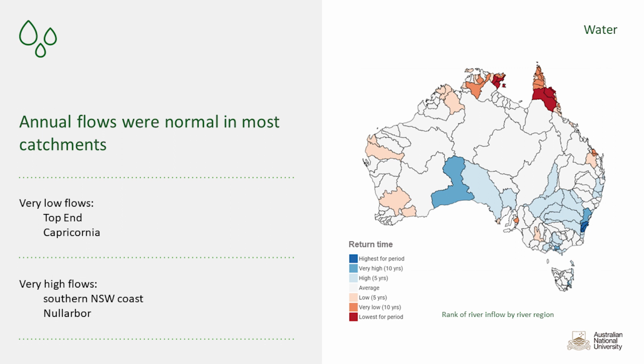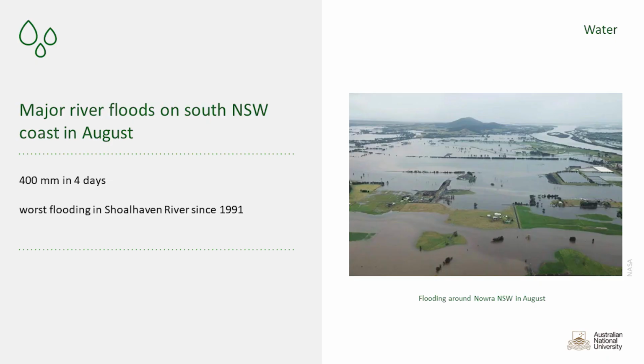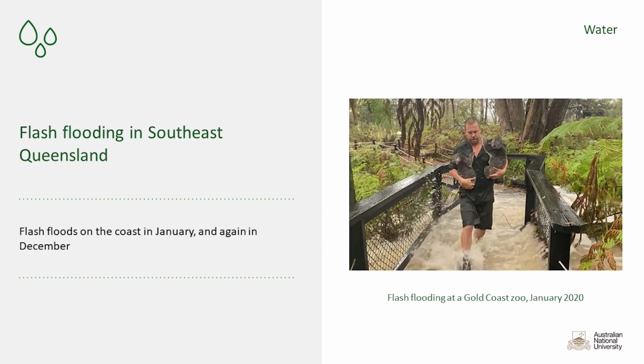There were very low flows in the top end and Capricornia, but there were very high flows in southern New South Wales and in the Nullarbor. There were major river floods in southern New South Wales in August. There were 400 millimeters of rain within 4 days, and that caused the worst flooding in the Shoalhaven River since 1991. There was flash flooding in southeast Queensland that happened in January and then again in December.